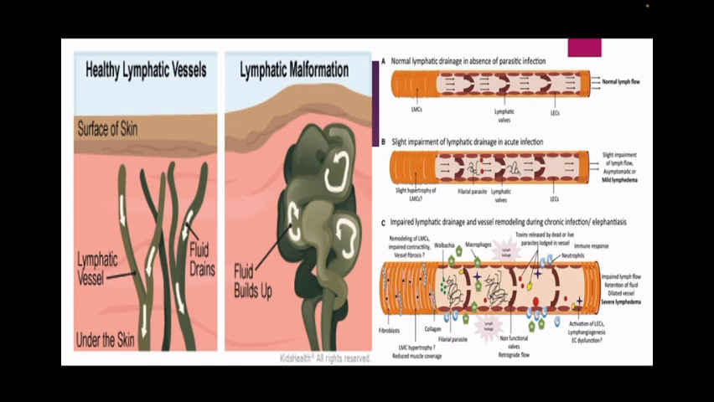We can see when the fluid builds up, this causes obstruction, that is lymphatic malformation, whereas in the normal way the lymphatic valves are acting normally and thus allowing the lymph to pass. But for example, on the B side we can see slight impairment of lymphatic drainage in acute infection. As we can see, there is a filarial parasite thus causing the obstruction and causing swelling of the lymphatic vessels.